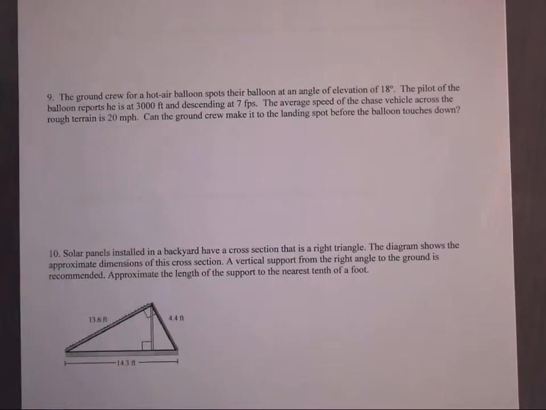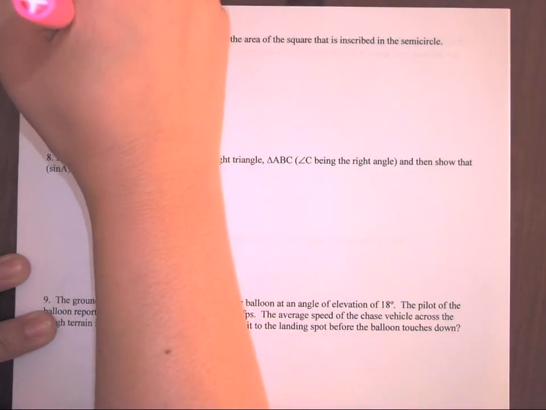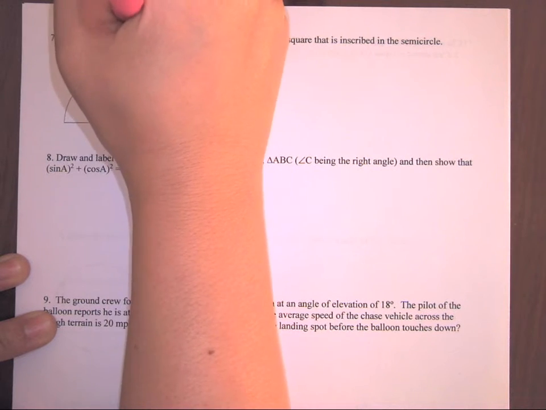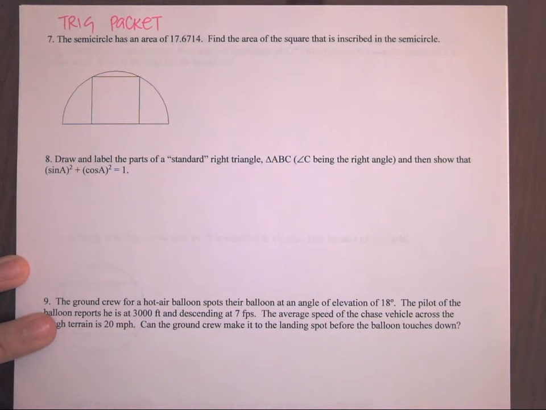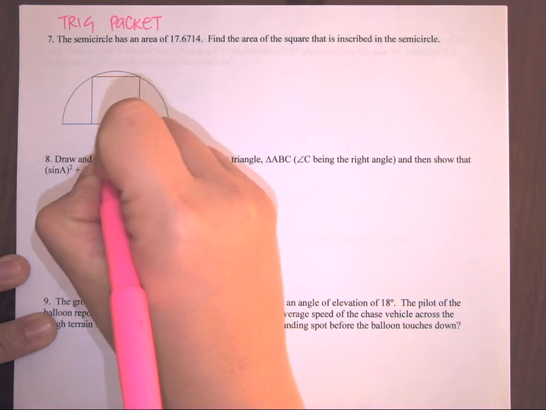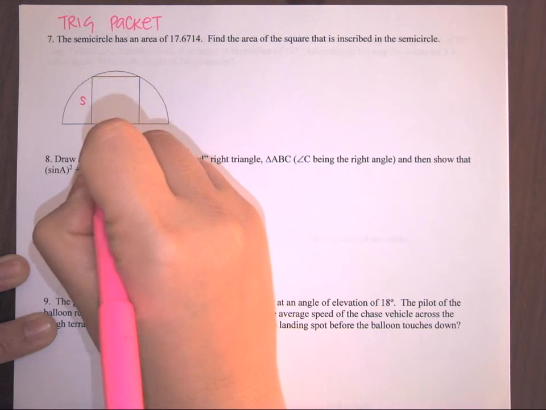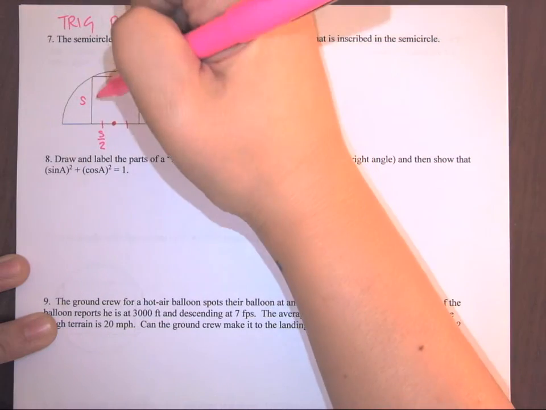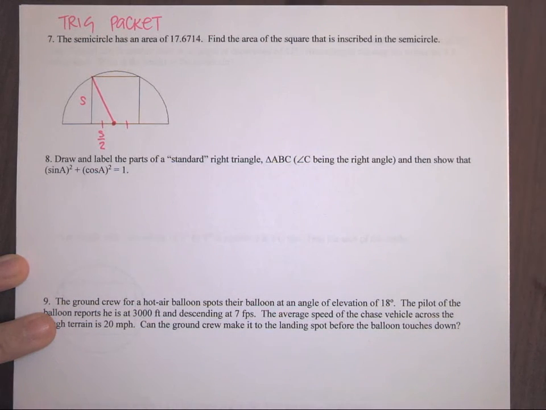The next question came from the trig packet, number 7. So a square is inscribed in a semicircle. In order for that to happen, the square does need to be centered in the semicircle. So the center does bisect the base of the square. This we'll call S. So this part we'll call S divided by 2, and we'll draw in the radius here to create a right triangle.